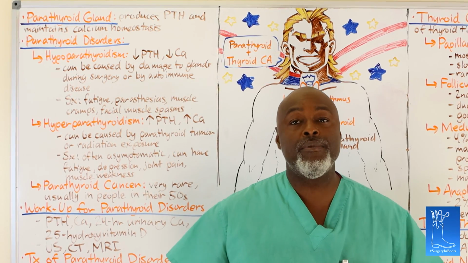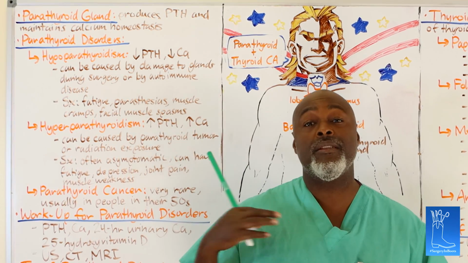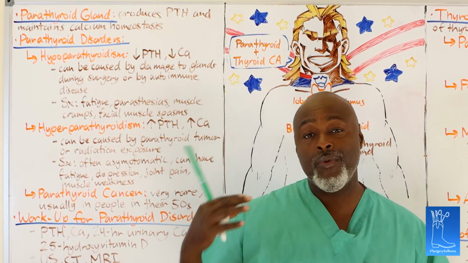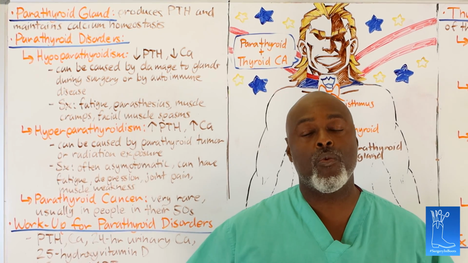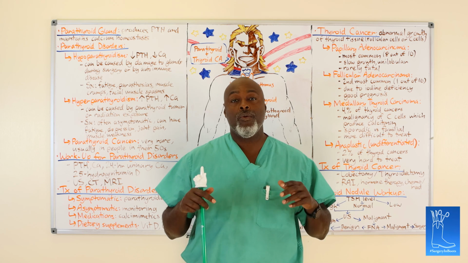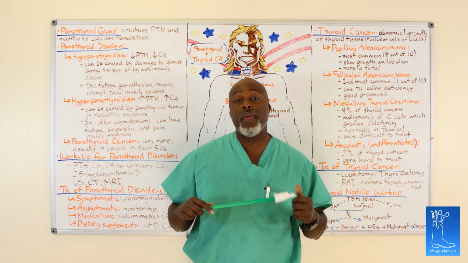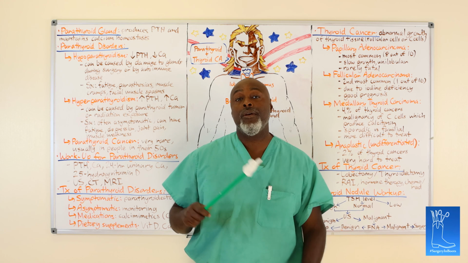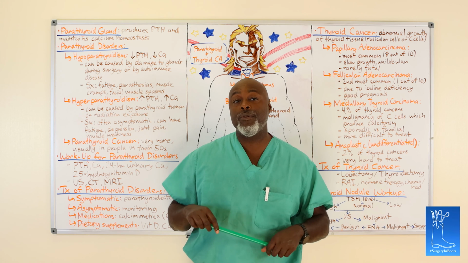Full set of labs. PTH is elevated. Calcium is elevated. So they send them to us. We take them to the operating room and figure out what we're going to do. But there is a little workup before. A sestamibi scan can actually locate where that parathyroid adenoma is. Remember, it's right, left, upper, and lower. So you got to figure out which one it is.